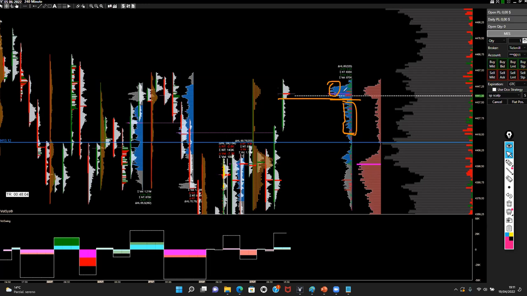it is true. But we can still tell by this particular shape of the volume profile that right below this high volume area at the high of the day, we still have an area where price was accepted, so market participants were willing to trade, but this area is not 100% properly balanced. What do I mean by that?